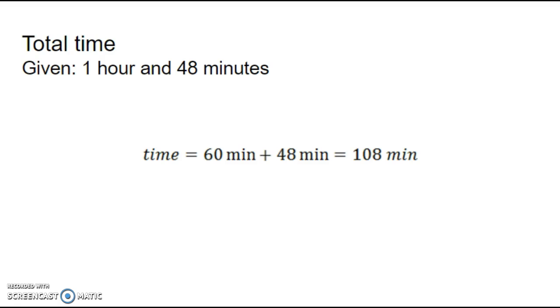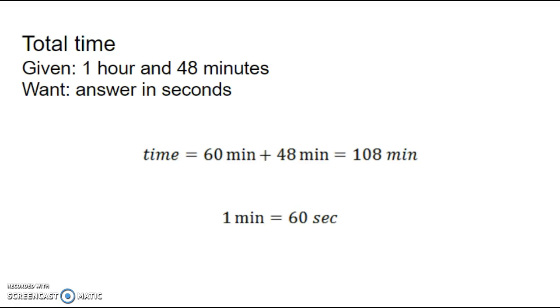So my total time running the race, 1 hour and 48 minutes, I could also write as 60 minutes plus 48 minutes. And that total time is equal to 108 minutes. We can add those numbers together, the 60 and the 48, because they have the same unit attached to them, minutes. So we have a total of 108 minutes for the running race.